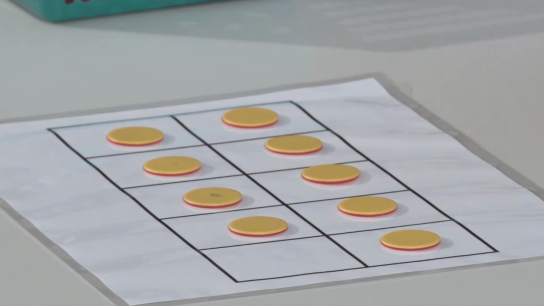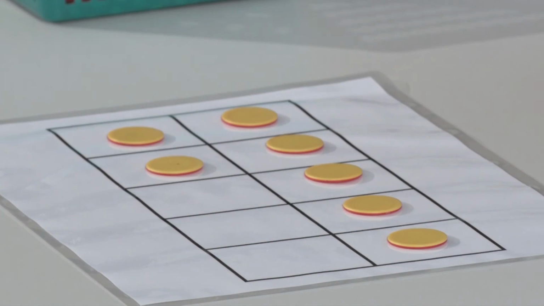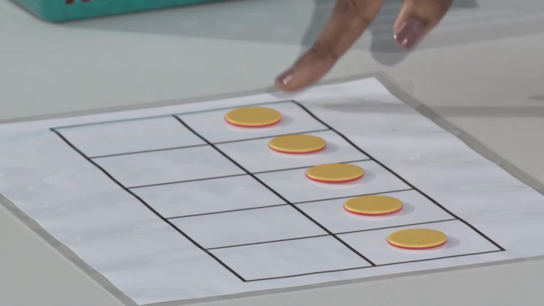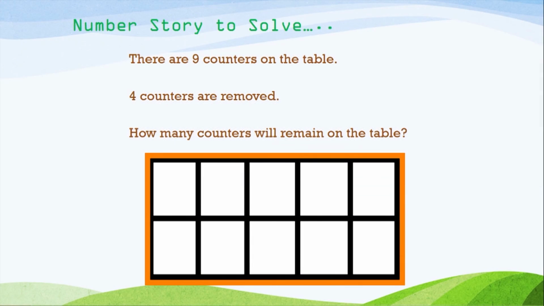How many did we remove? We removed 4. I'm going to remove the 4. I'm going to take away the 4 right now. 1, 2, 3, 4. What did you get for your answer? 5? Let's check. 1, 2, 3, 4, 5. 9 take away 4 equals 5. If you got that, boys and girls, excellent job.